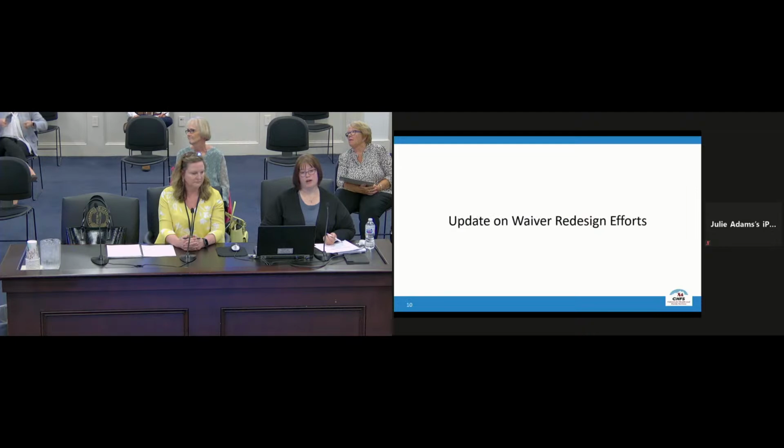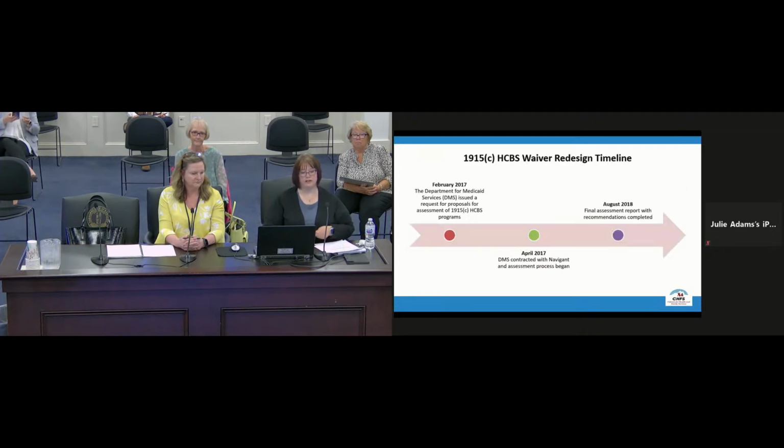So to talk about what we've done so far, or what we did when Navigant was here. We started in 2017 and went through procurement to get who ended up being Navigant to lead us in waiver redesign. That contract became effective in April of 2017. In August of 2018, the final assessment report with the recommendations was issued by Navigant.